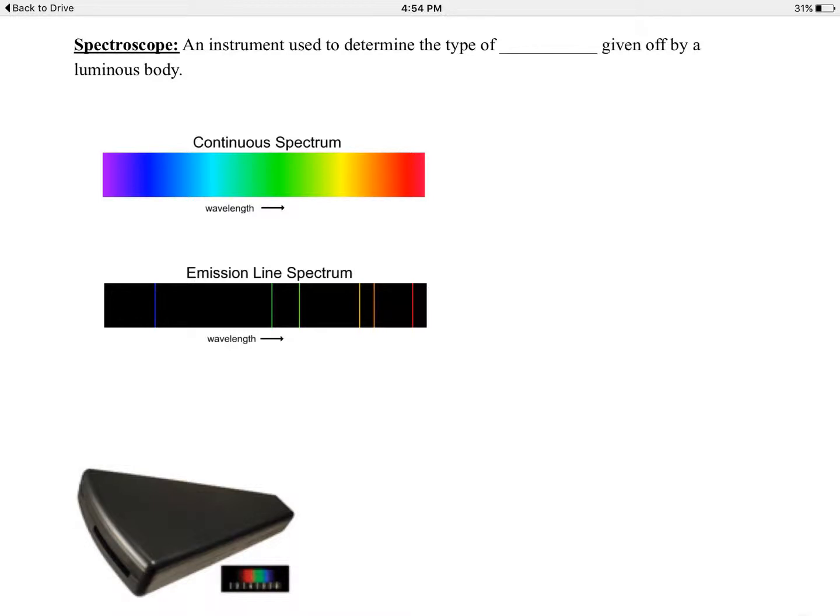So what is a spectroscope, you may ask? Well, you probably used them in chemistry last year. In fact, I know you did, but we're going to use them in class if we haven't already. It's an instrument that's used to determine the type of light given off by a luminous body.